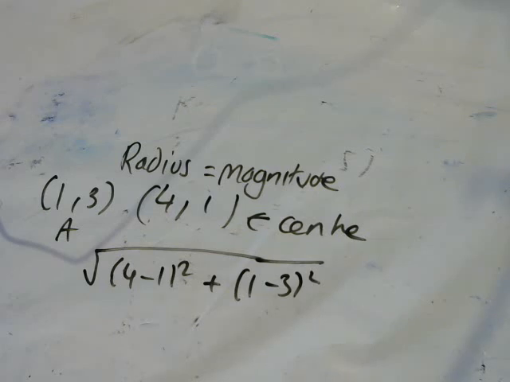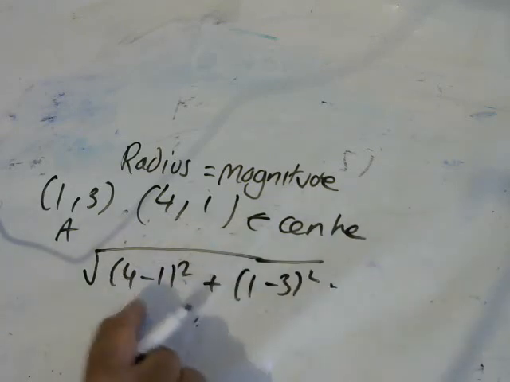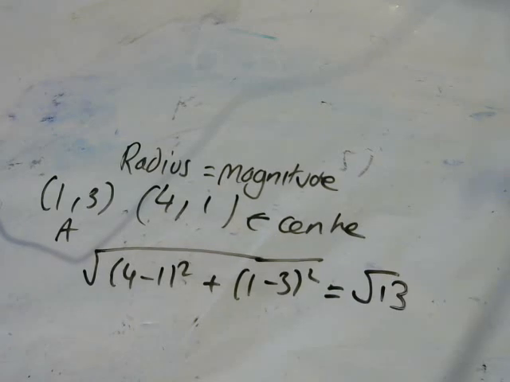Mental math time. 9 plus 4, 13. No, what's wrong with you? That's 9, isn't it? It's 13. Right, there you go. Radius is root 13.